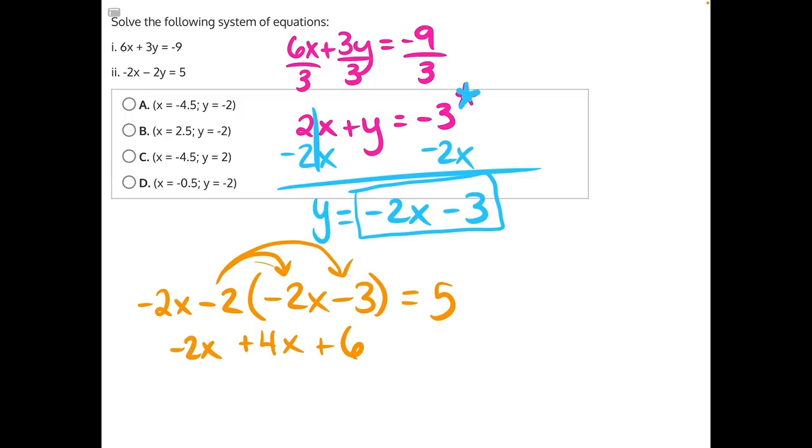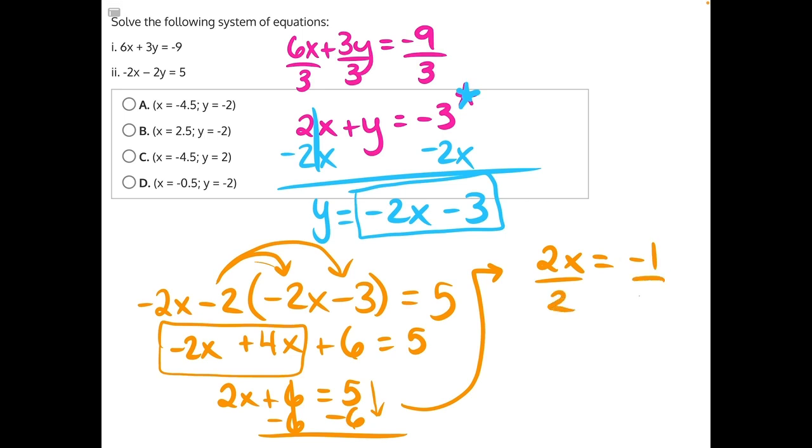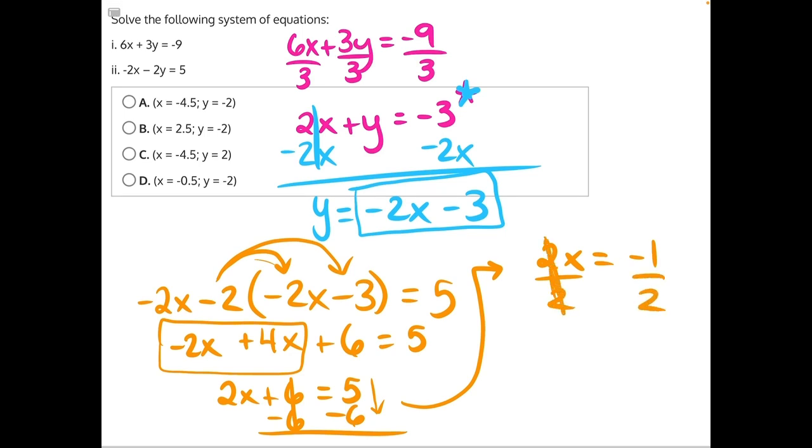Now we bring down the rest of our terms and we continue to simplify, starting by combining our like terms here. Negative 2 plus 4 would give us a positive 2x plus 6 equals 5. Now we do opposite operations. 6 is being added to x, so let's subtract 6 from both sides. These 6's will cancel, giving us 2x equals 5 minus 6, which will give us a negative 1. And finally, 2 is being multiplied to x, so the opposite operation is dividing both sides by 2. These 2's will cancel, leaving us with x is equal to negative 1/2, or negative 0.5.